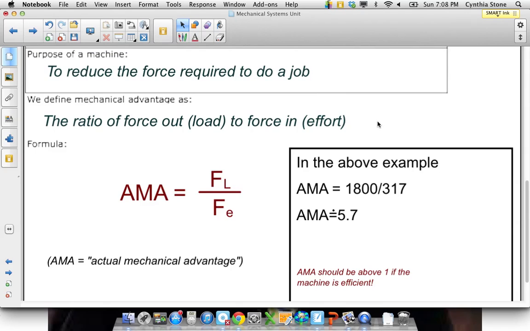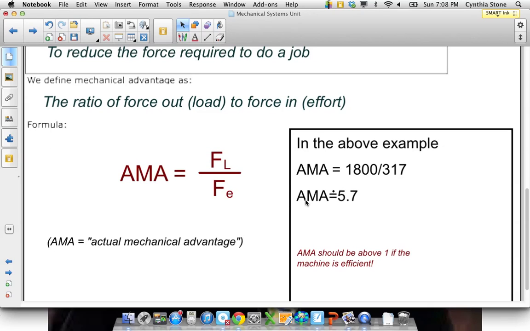Okay, so we will define mechanical advantage. It's a ratio, and a ratio is just a divide of load over effort force. We call AMA the actual mechanical advantage. This means, how much benefit do you get out of using this thing? I'm just looking at the above example.